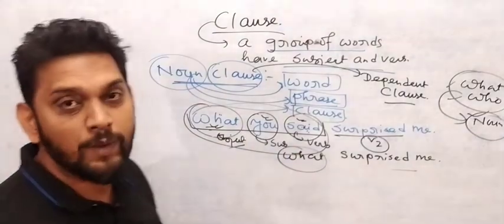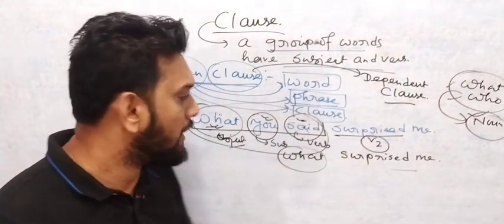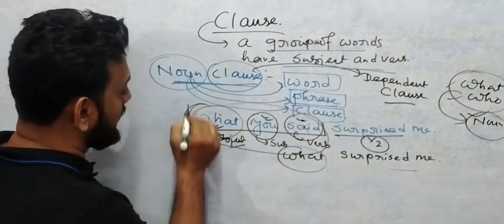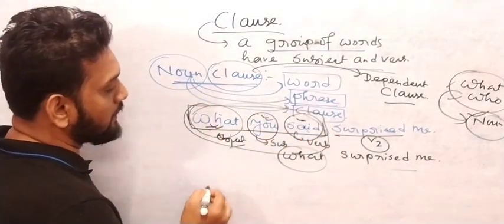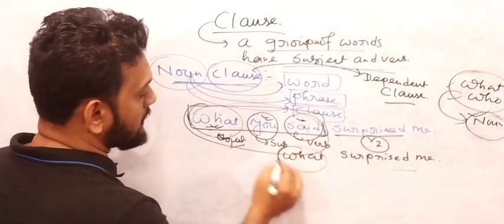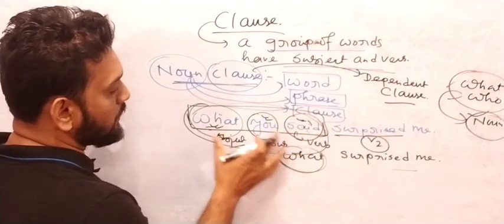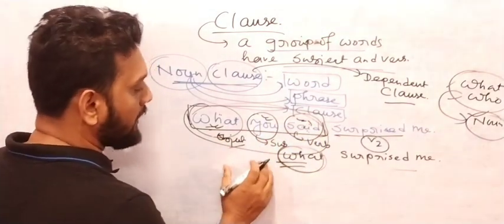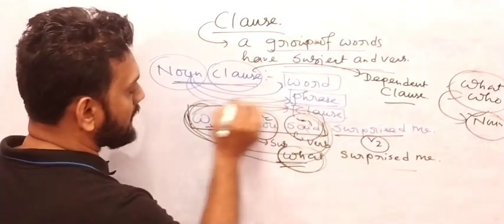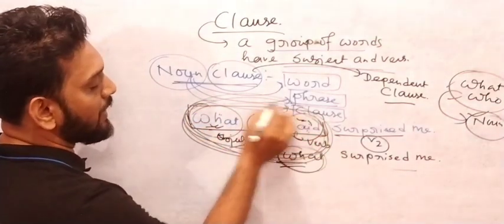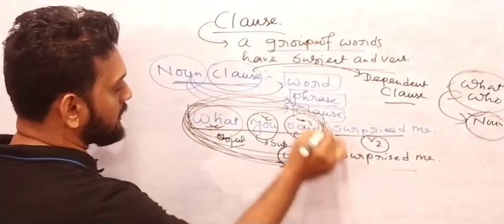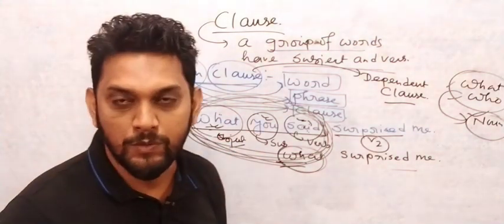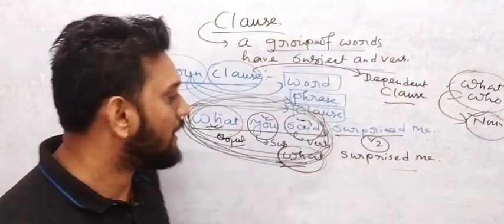So what you said surprised me. Here, have you seen, what you said is what surprised me? It acts as the subject. Yes or no? What surprised me? What you said. So we got the answer of what. Because we got the answer of what, it acts as a noun clause. What you said surprised me. This clause acts as a noun clause.